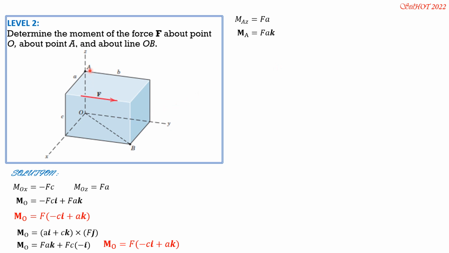So R from A to this point, that's AI, cross F, which is FJ. So R, AI cross FJ. So it is FA, then remember I cross J is positive K. Four fingers here, curl it towards the y-axis. Your right thumb will be pointing the z-axis, and that is K. And that's why it is FAK.